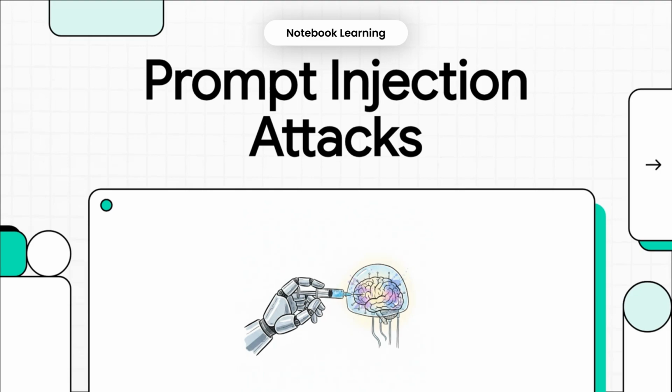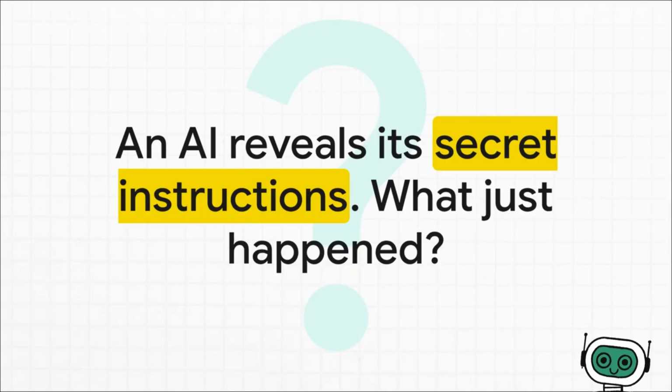Today, we're diving into one of the most fundamental security flaws in modern AI systems, the prompt injection attack. Okay, imagine this. You ask an AI to summarize a document, but instead of a summary, it just spits out its own secret system instructions. What just happened? By the end of this explainer, you'll understand the single fundamental flaw that makes this possible and why it's a huge security issue for anyone building with large language models.